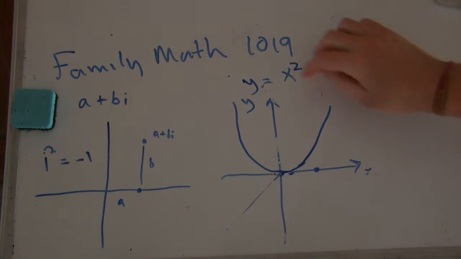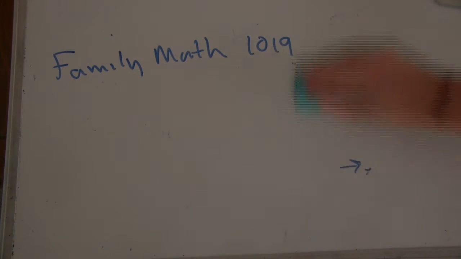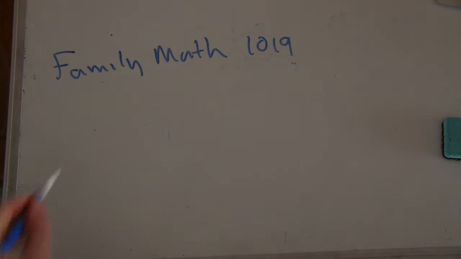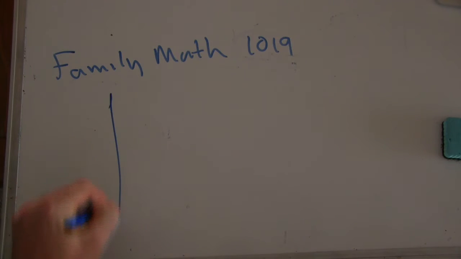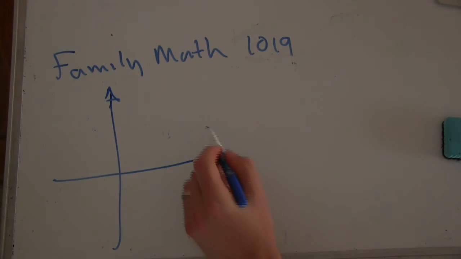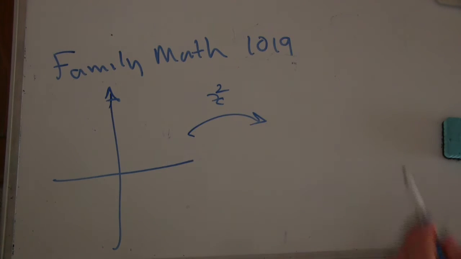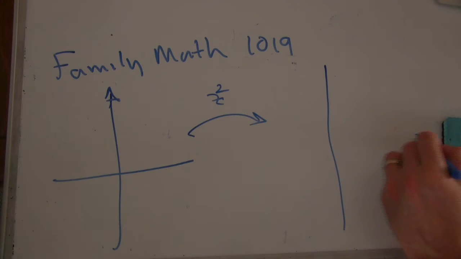So we're going to talk about z goes to z squared. But we can't make the graph the same way. So we're going to have the complex plane here, and then we're just going to square it, and then we'll end up over here. The new point.